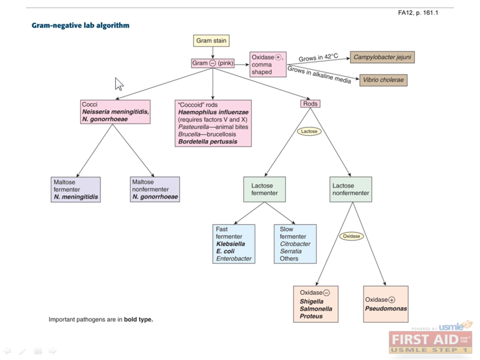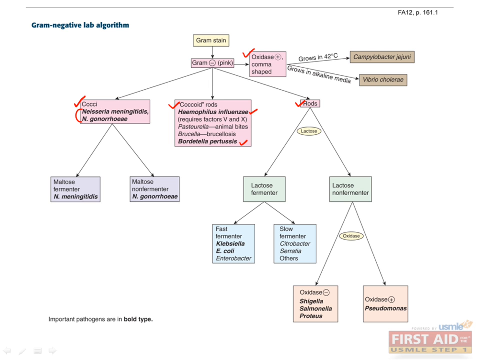There are four main shapes that gram-negative organisms can take: cocci, coccoid rods, a mix between circular and rod shape, rods, and comma-shaped organisms. Of the cocci organisms, you thankfully only need to know two species of bacteria which are within the same genus, Neisseria meningitidis and Neisseria gonorrhea. Within the coccoid rods, focus on Haemophilus influenza and Bordetella pertussis.